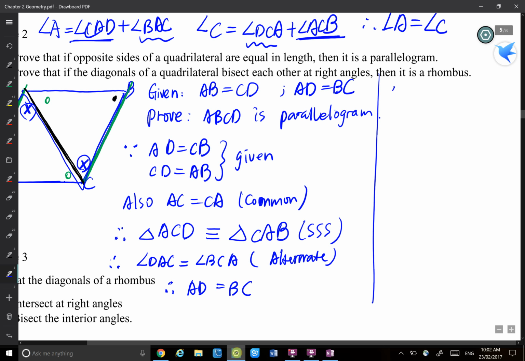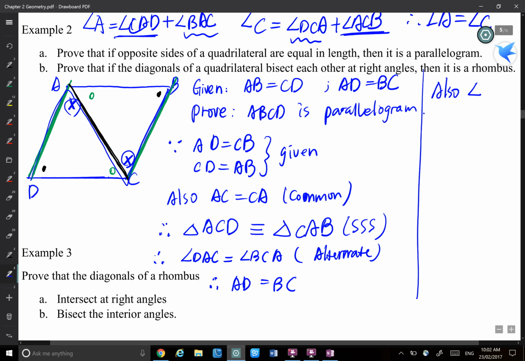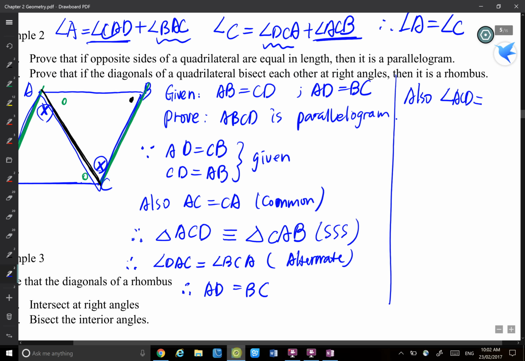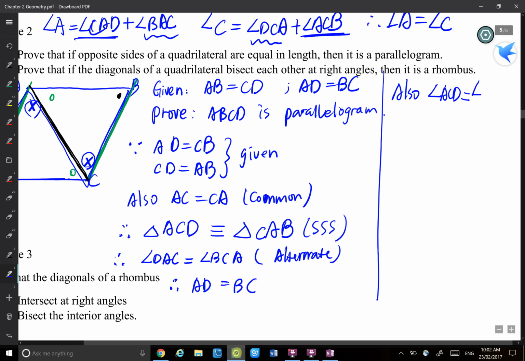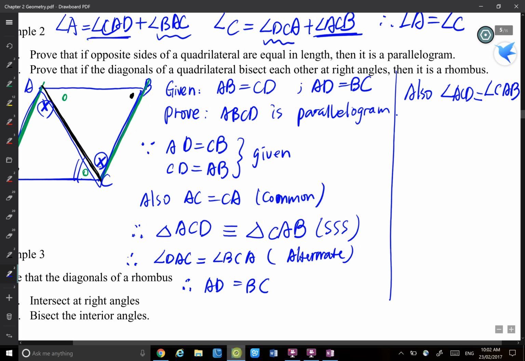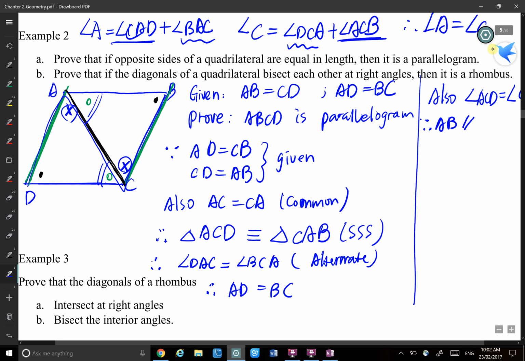And also the angle ACD equals the angle CAB. ACD is this one and CAB is this one. Those two angles are equal. So you will have AB parallel to CD.